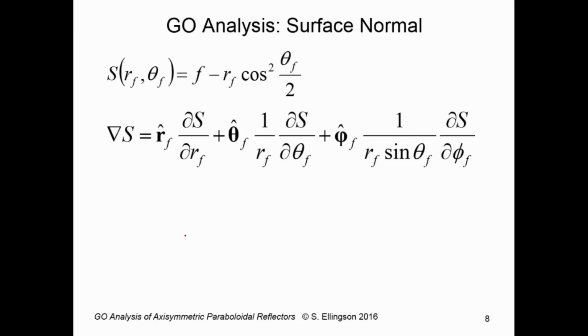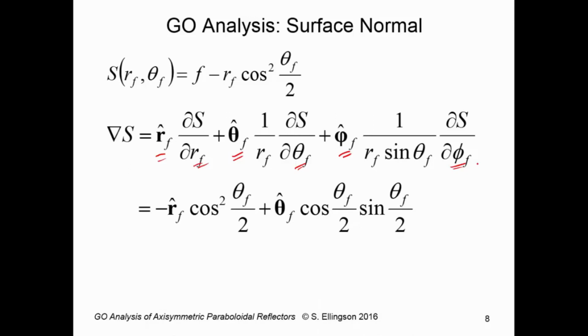I take the gradient. Now I'm obviously in a spherical coordinate system, so I use the gradient in spherical coordinates. The gradient is given in terms of the 3 unit vectors in the spherical coordinate system that's relevant here: r, θ, and φ, all sub f. And then I take partials with respect to those coordinates and put them together as indicated in this equation.